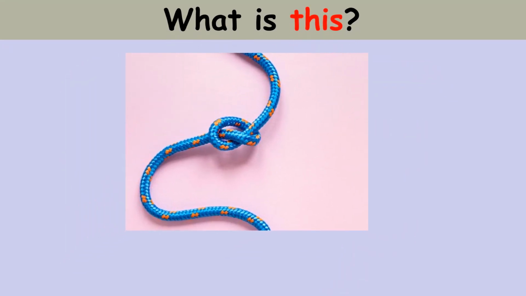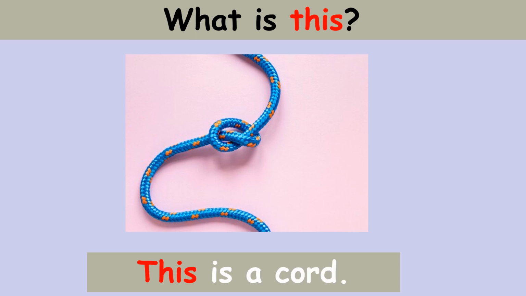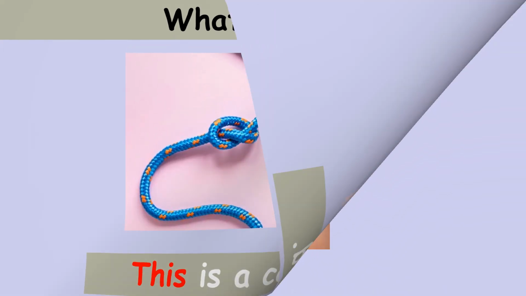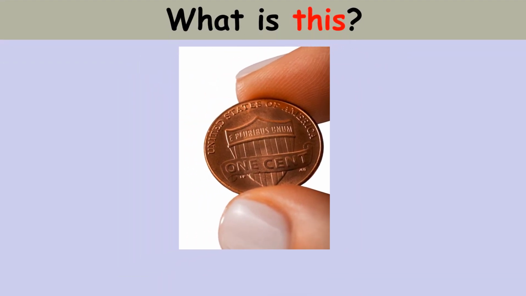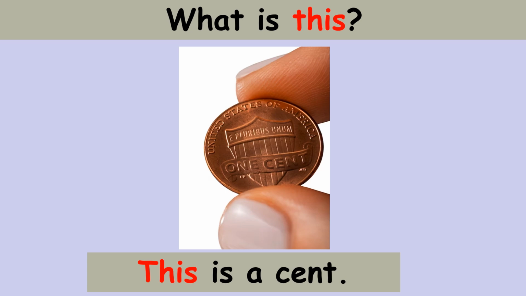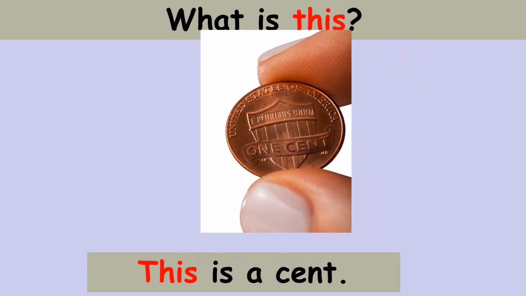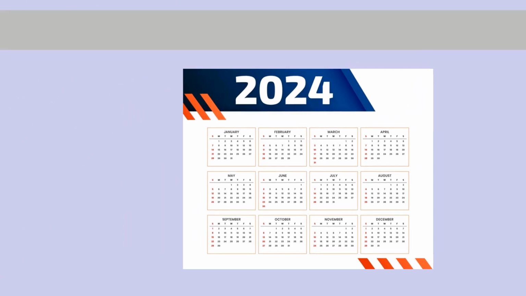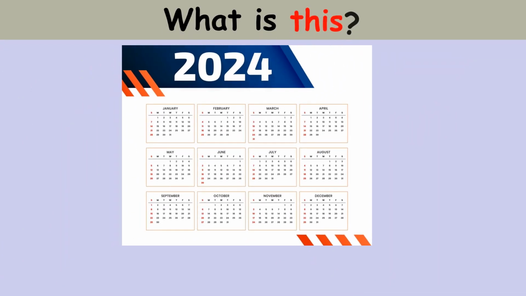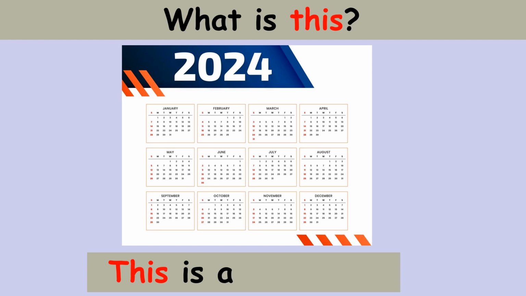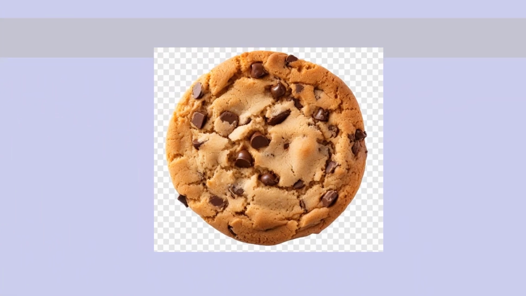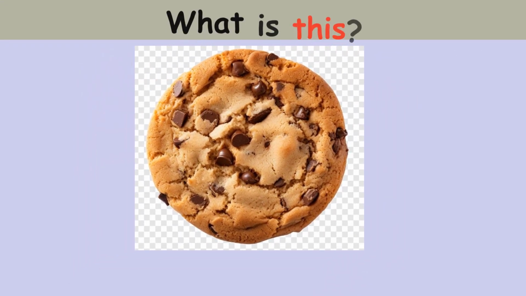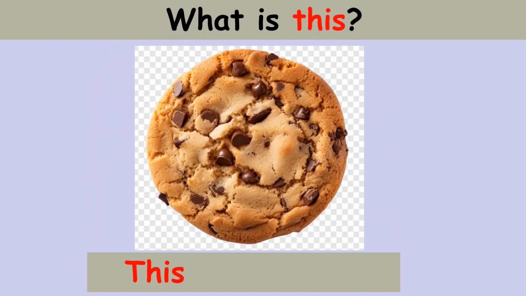What is this? This is a cord. What is this? This is a cent. What is this? This is a calendar. What is this? This is a cookie.